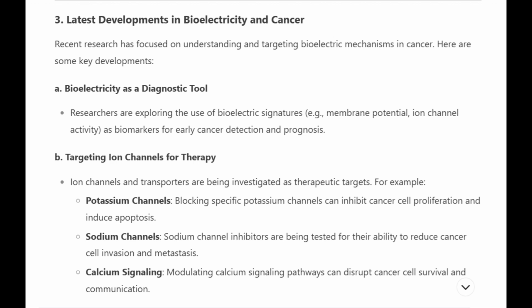B. Targeting ion channels for therapy. Ion channels and transporters are being investigated as therapeutic targets. For example, potassium channels: blocking specific potassium channels can inhibit cancer cell proliferation and induce apoptosis. Sodium channels: sodium channel inhibitors are being tested for their ability to reduce cancer cell invasion and metastasis. Calcium signaling: modulating calcium signaling pathways can disrupt cancer cell survival and communication.